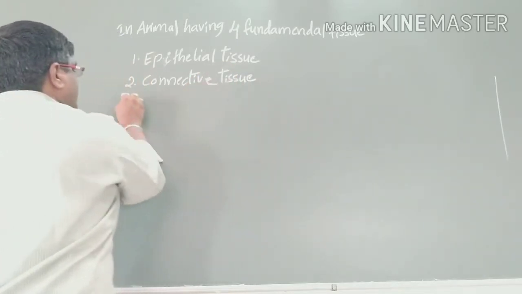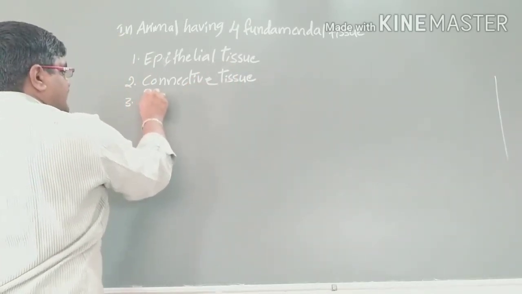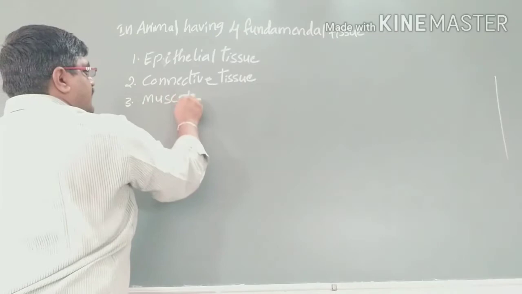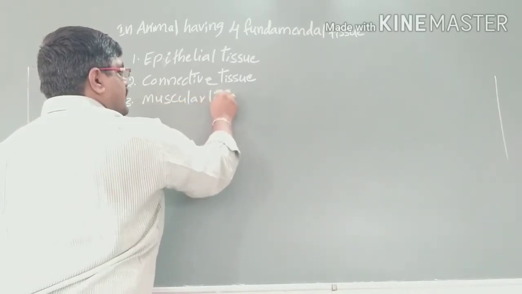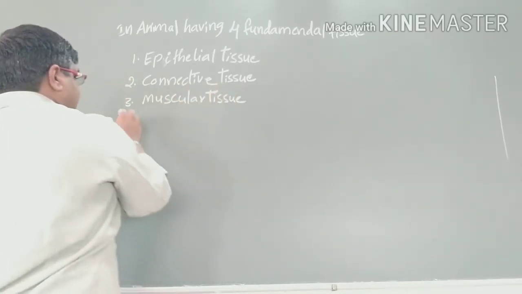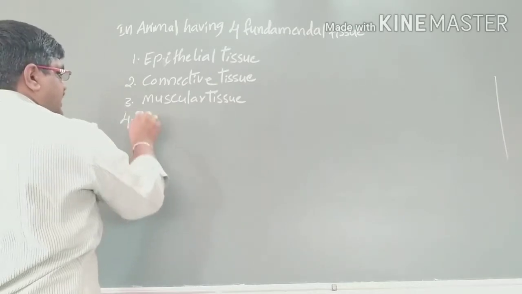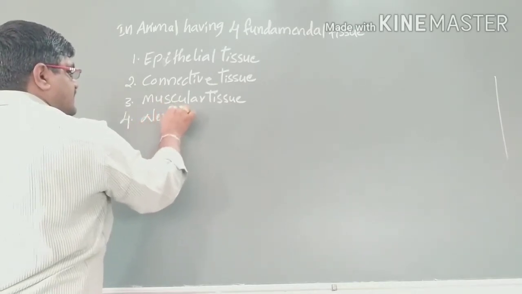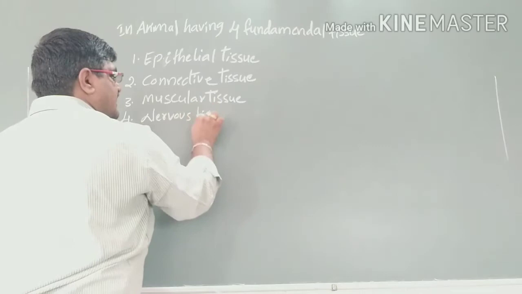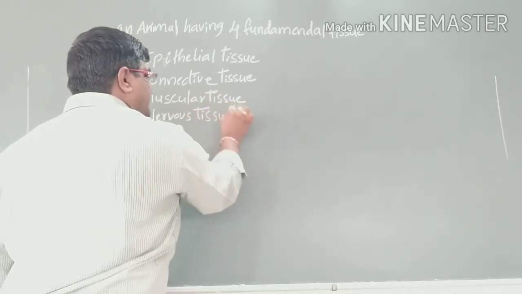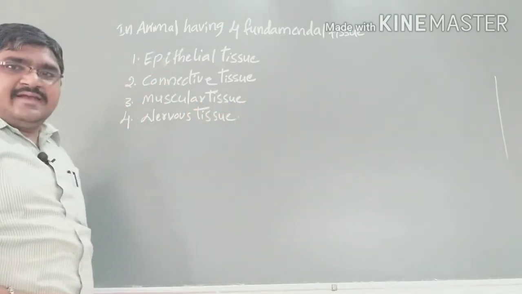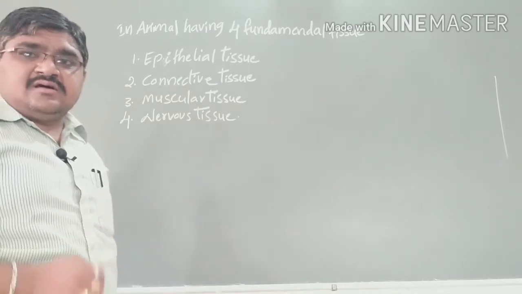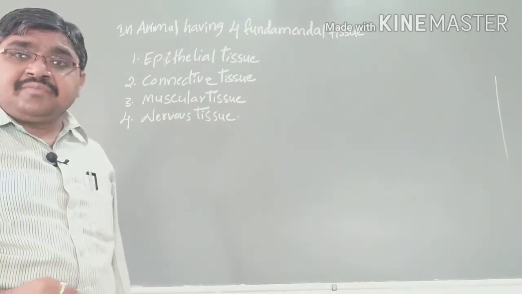Second one is connective tissue. And the third one is the muscular tissue. And the last one is the nervous tissues. So these are the four fundamental tissues which are present in the animals.